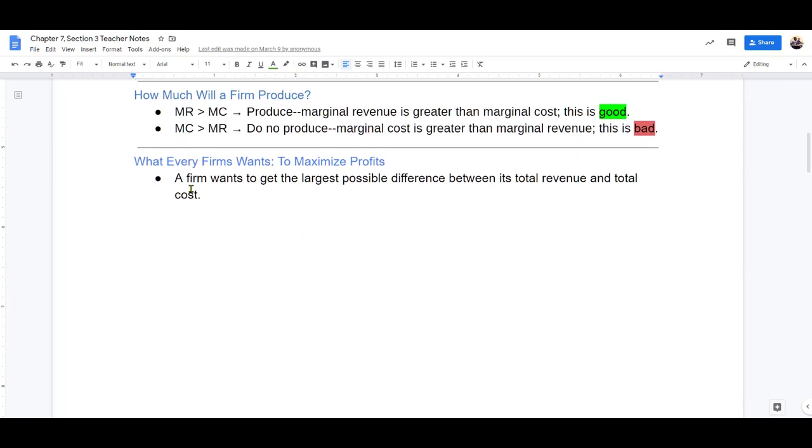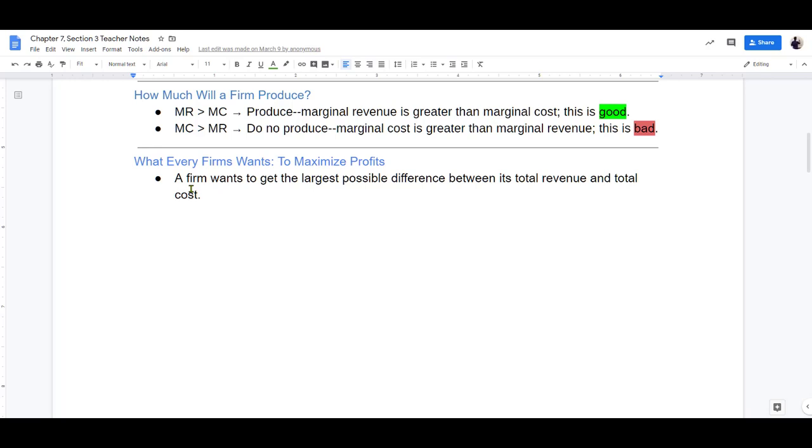So how much is a firm going to produce? As long as MR, meaning marginal revenue, is greater than marginal cost, that's a signal to produce, because you're going to make money. If your marginal cost is greater than your marginal revenue, that means you should not produce anymore, because if you do, you're going to go into a loss, and that's not what any company wants to do.